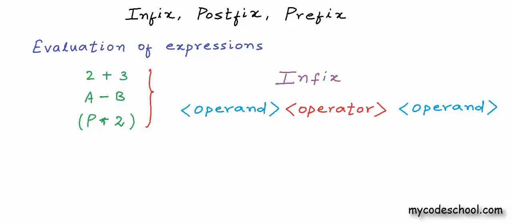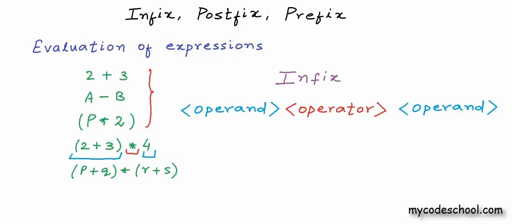Operand doesn't always have to be a constant or variable. Operand can be an expression itself. In this fourth expression that I have written here, one of the operands of multiplication operator is an expression itself. Another operand is a constant. We can have a further complex expression. In this fifth expression, both the operands of multiplication operator are expressions.